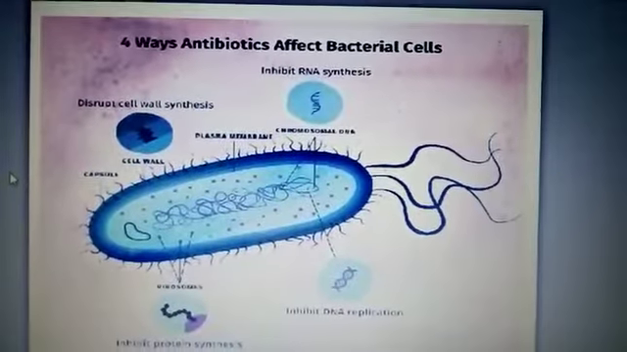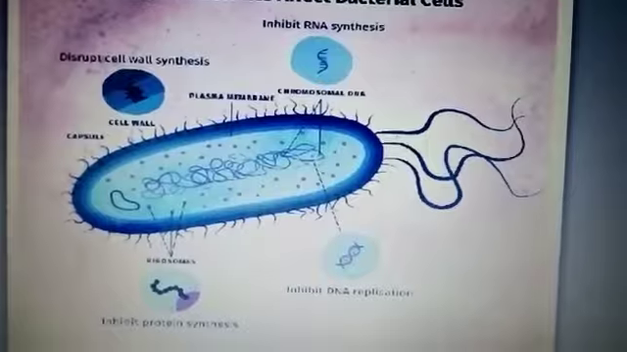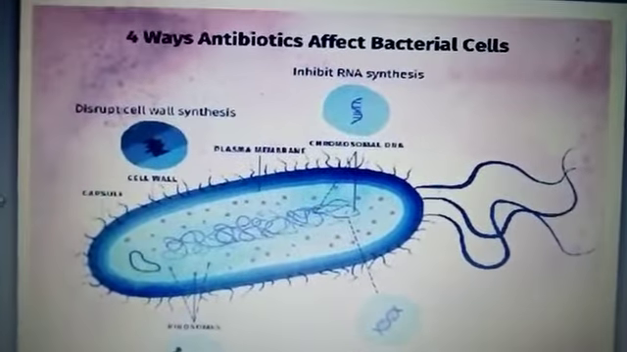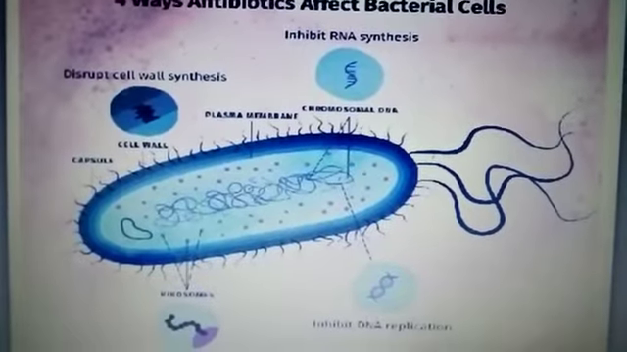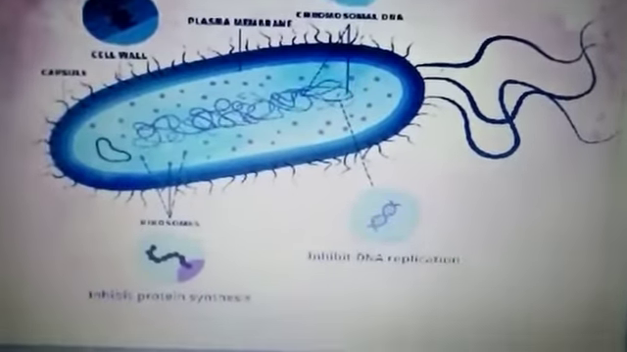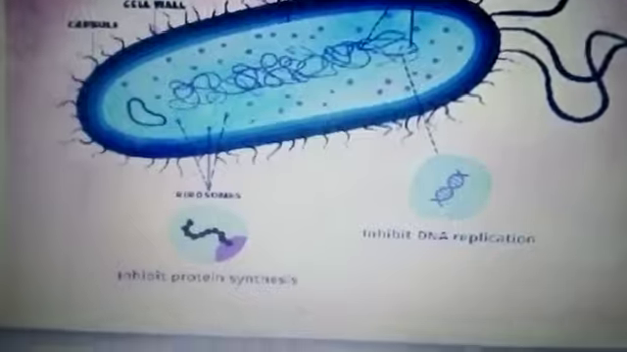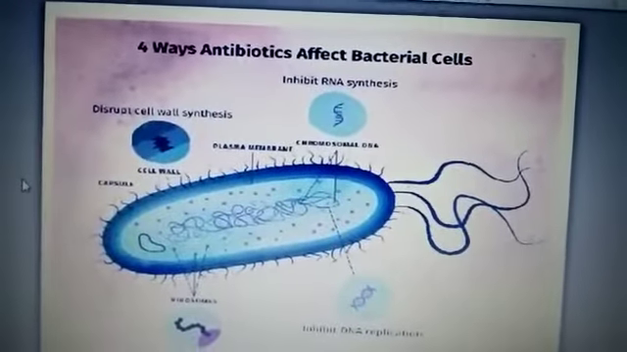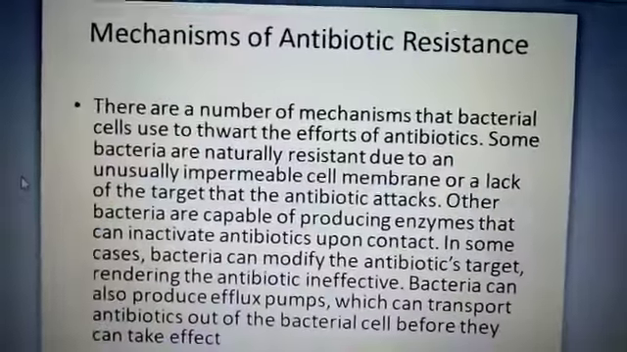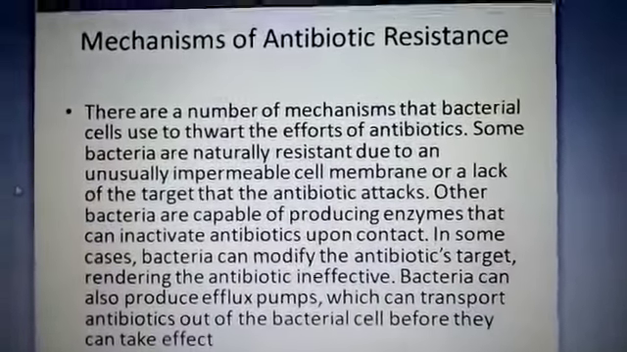Four ways antibiotics affect the bacterial cell. You can see the ways here. By disrupting the cell wall synthesis, by inhibiting the RNA synthesis, by inhibiting the DNA replication, and by inhibiting protein synthesis in a bacterial cell. So just learn the names of the ways only.